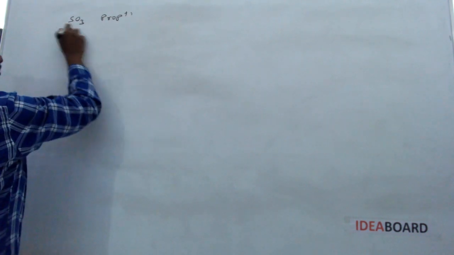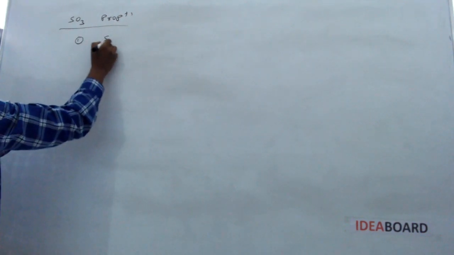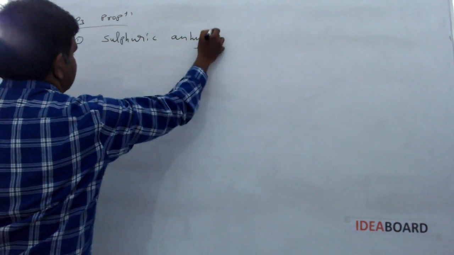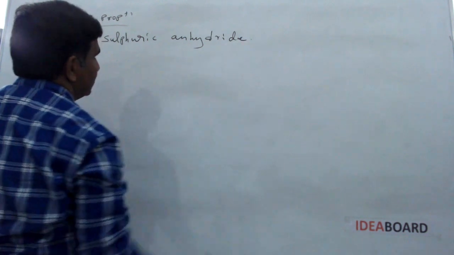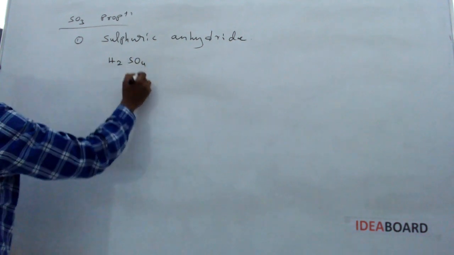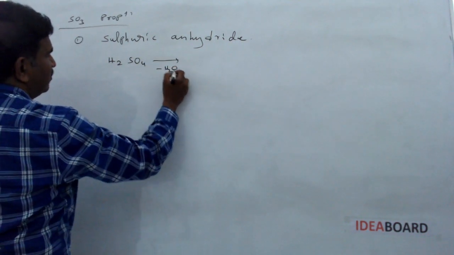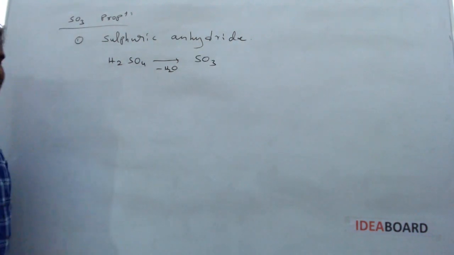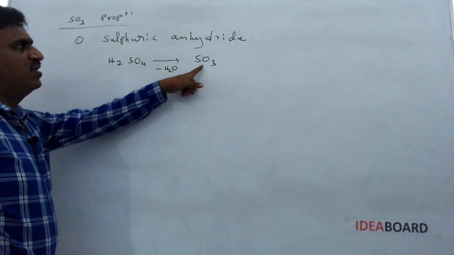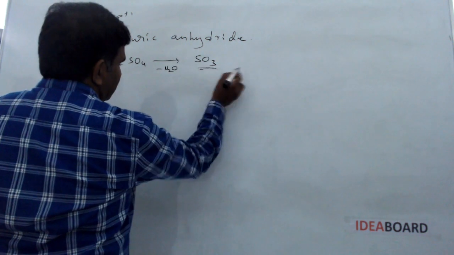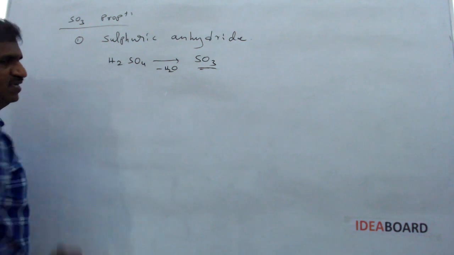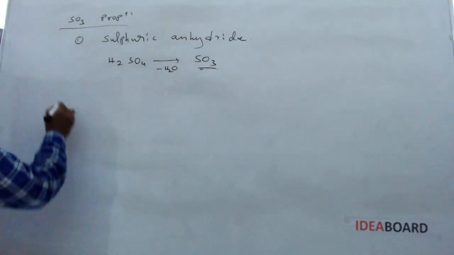When we are taking the properties of sulfur trioxide, first thing, sulfur trioxide is also called sulfuric anhydride. Why is this called sulfuric anhydride? When sulfuric acid releases a water molecule, what remains? Yes, it is having only sulfur trioxide. So sulfuric acid after the removal of water gives sulfur trioxide, which is considered the anhydride form of sulfuric acid. So simply it is called sulfuric anhydride.